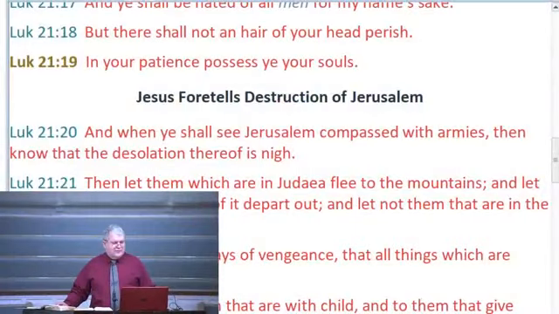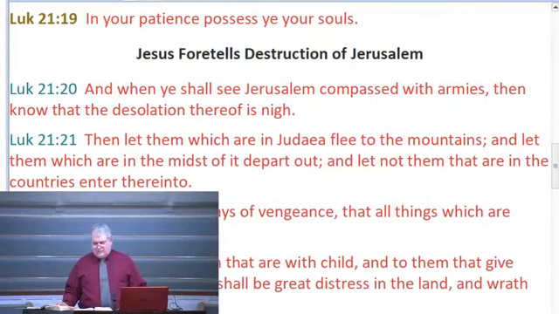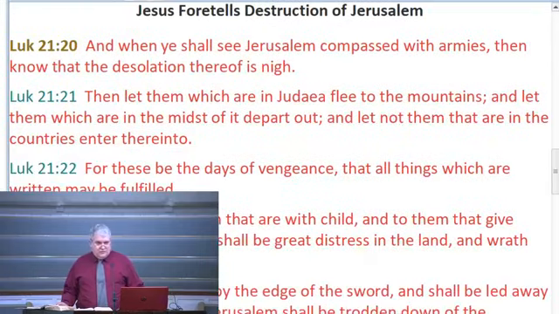In verse 20, he says, when you see Jerusalem compassed with armies. Oh, don't you know that people alive when he spoke those words did see that in 70 AD. They lived another 30 years or so, 35 years. And there's the army of the Roman general Titus besieging Jerusalem, surrounding it, building a ramp up to the top of the wall so they could starve them out and easily take them.